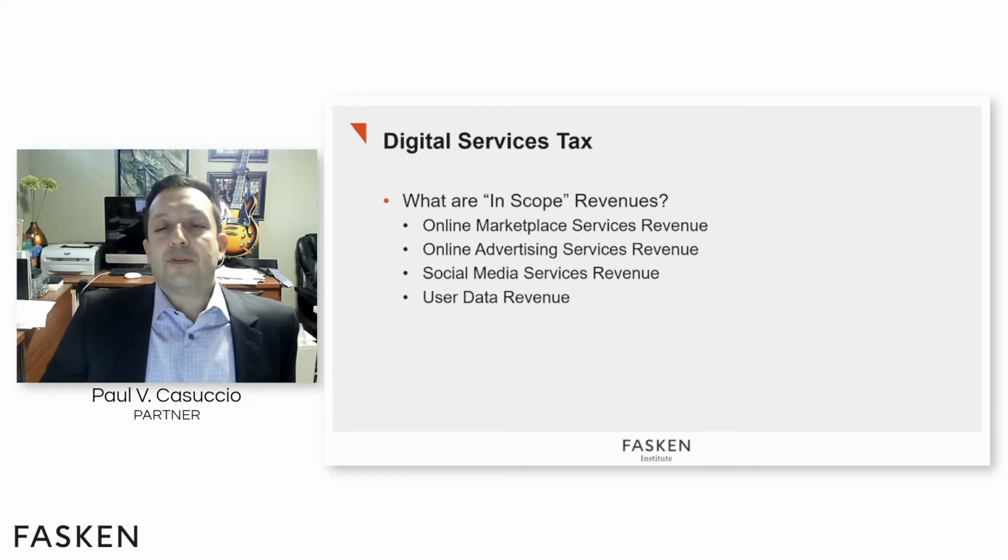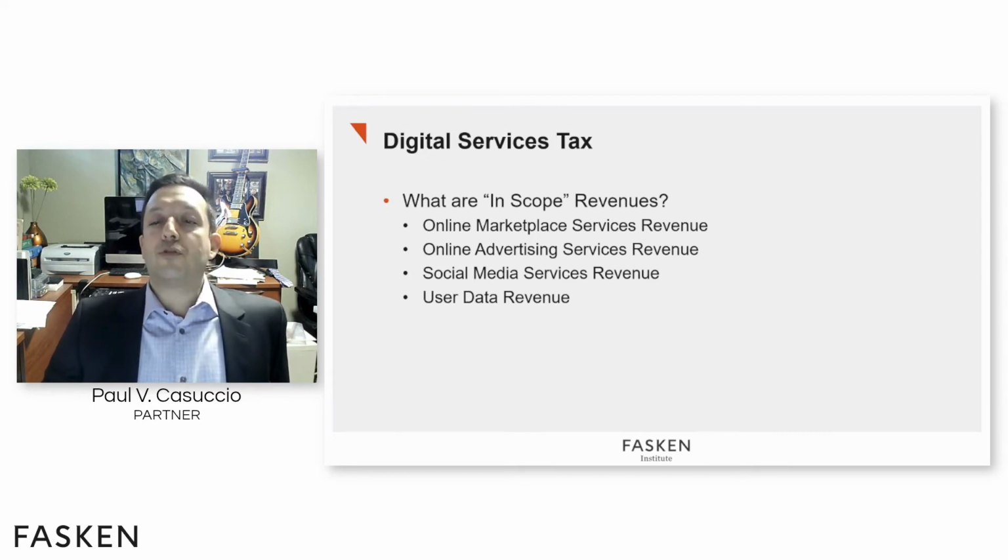The second type of in-scope revenues are those earned from online advertising services. And this category is going to include revenues earned from facilitating the delivery of an online targeted advertisement through a digital interface, as well as the actual provision of digital space for an online targeted advertisement.